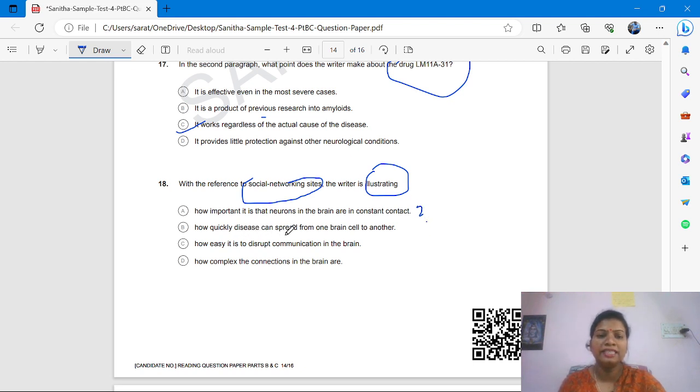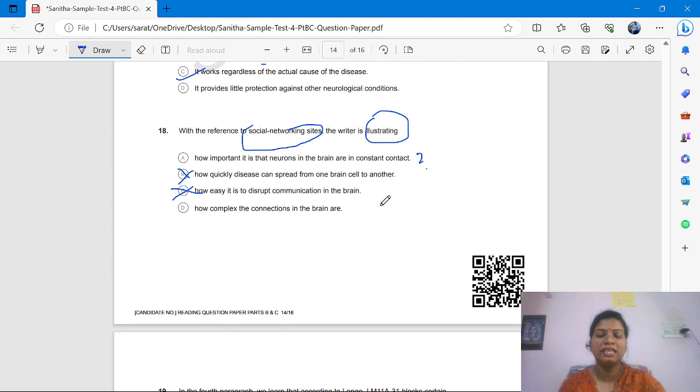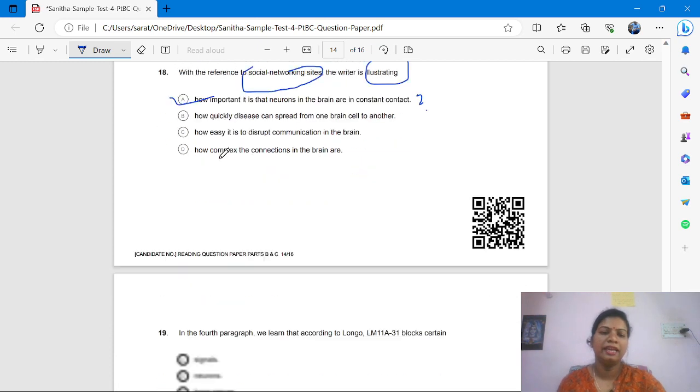How quickly disease can spread from one brain to another? Is it saying anything about how quickly the disease can spread? No. How easy it is to disrupt communication? Is it saying anything about that? No, it is not. How complex the connections in the brain are? Is it saying how complex the connections of the brain are? Only one sentence is saying how important it is that neurons in the brain are in constant contact. So the answer here is option A.